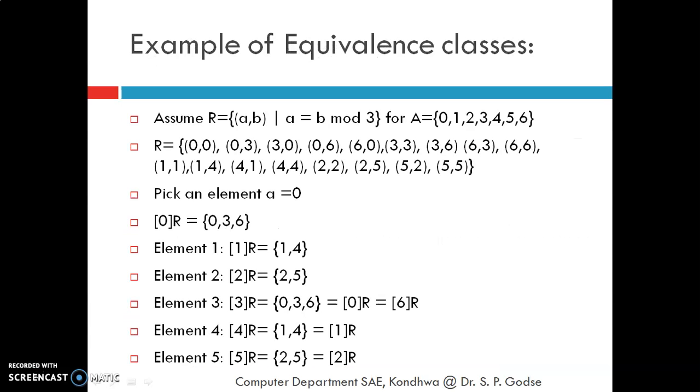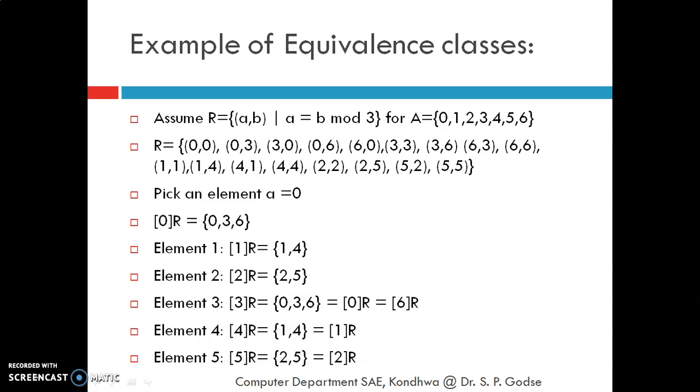Consider an example for finding the equivalence classes from the given equivalence relation. Assume R is a relation such that every ordered pair (a, b) where a is equal to b mod 3, on the set A = {0, 1, 2, 3, 4, 5, 6}. So as per the condition, relation R will contain the ordered pairs (0,0), (0,3), (3,0), (0,6), (6,0), (3,3), (3,6), (6,3) and so on.